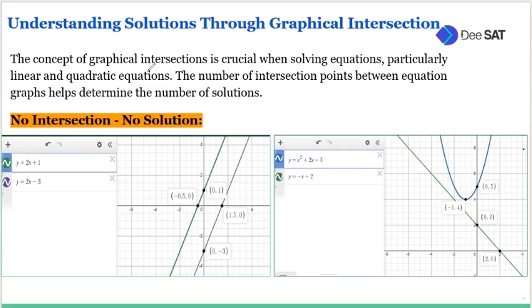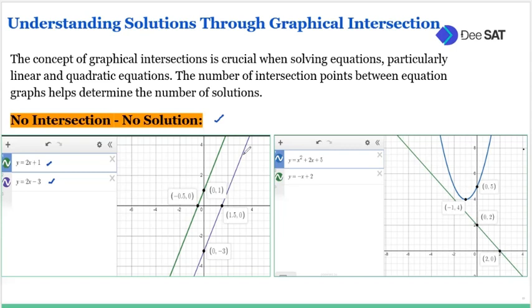A solution means that for both the equations, the value of x and the value of y are the same for both lines. That means those coordinates are the intersection point, which satisfies both the equations, right? That is an intersection. So if there is no intersection, that means there is no solution to the system. You can see the graphs: y is equal to 2x plus 1 and y is equal to 2x minus 3. There are two equations of lines plotted on Desmos. There is no intersection. The lines are parallel.